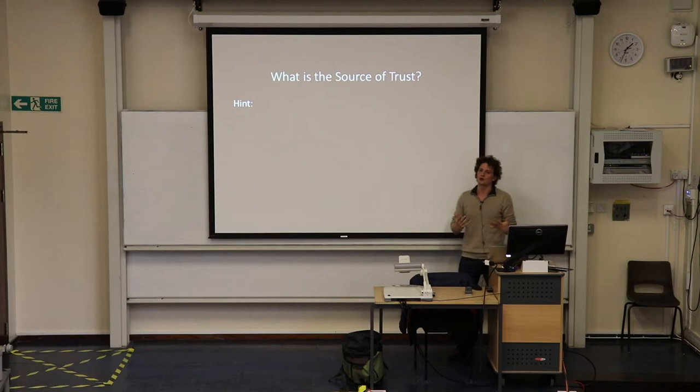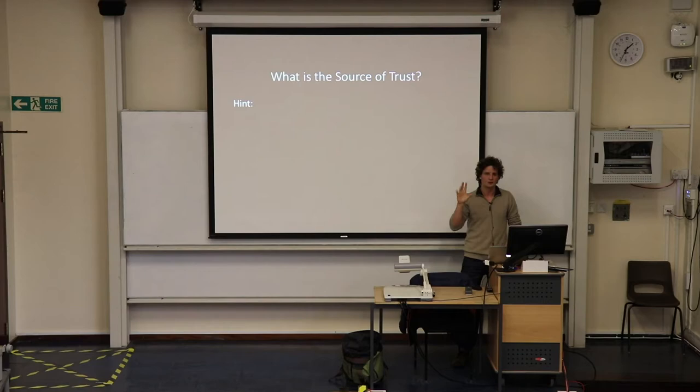And the question is, where does this trust come from? What is it predicated on? Because that's not the kind of situation that begets markets in the economic neoclassical sense. Well, here's a hint. Anyone wants to guess what the hint is? No? Going once, going twice, okay.